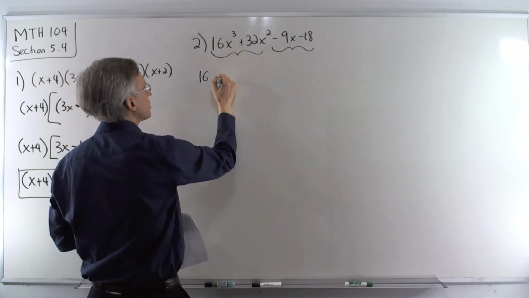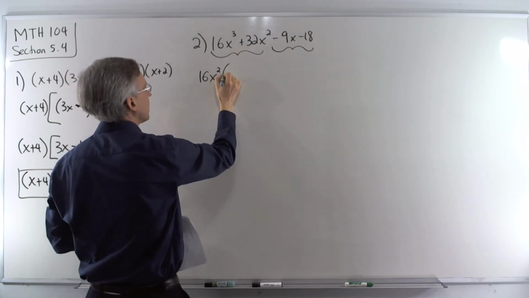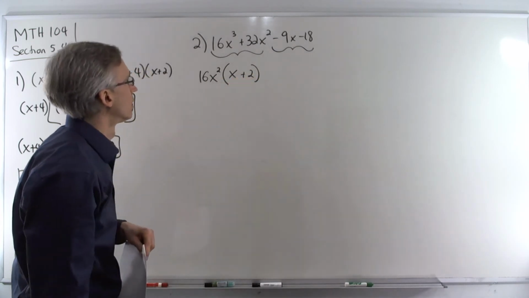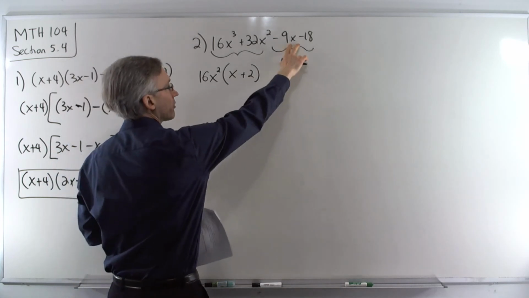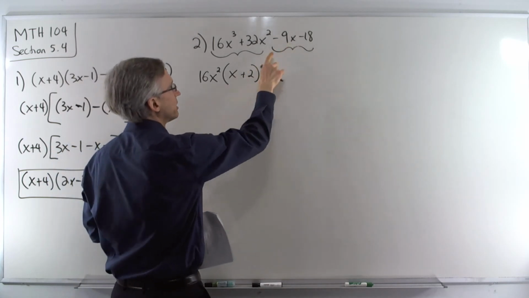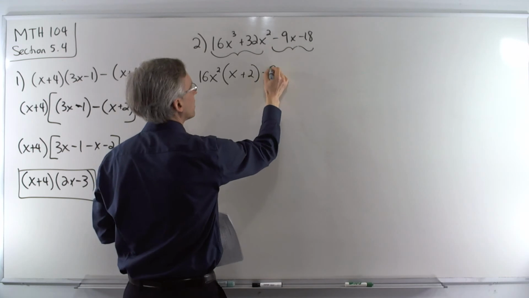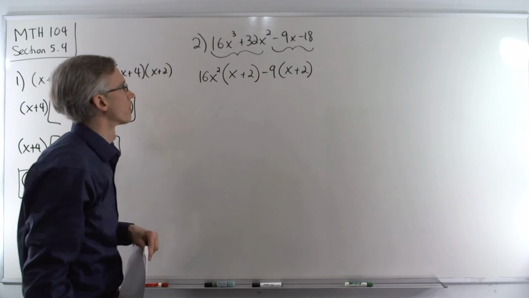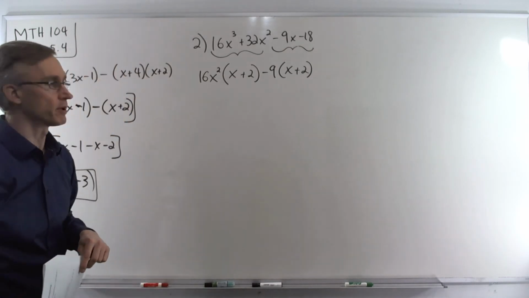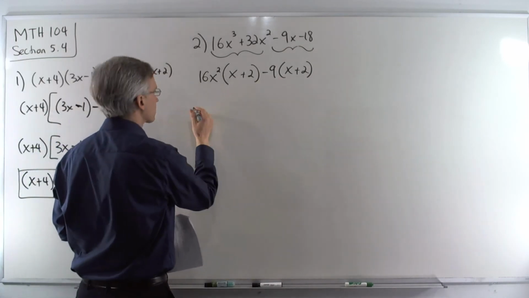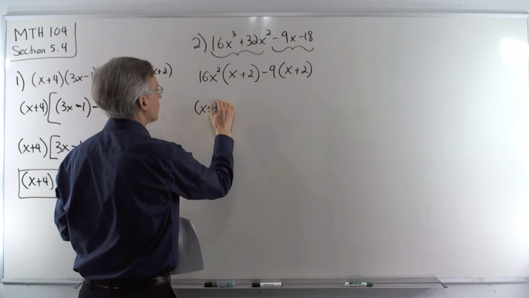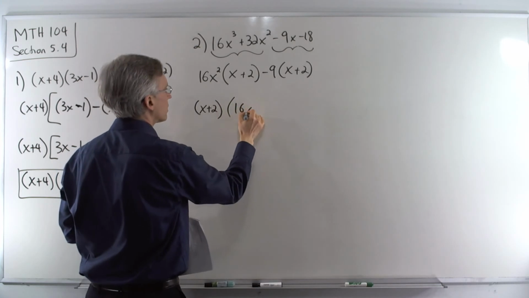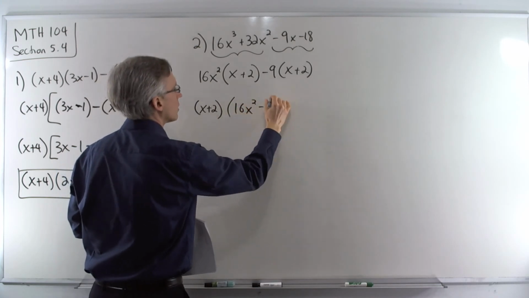And we have at least 2 x's in each of these, so we'll pull out 16x squared, giving us x plus 2. Now we want a matching binomial over here with x plus 2, so that means we need to factor out negative 9. And that produces x plus 2. All right, completing the factoring by grouping, I'm going to pull out the x plus 2. And that leaves 16x squared minus 9.